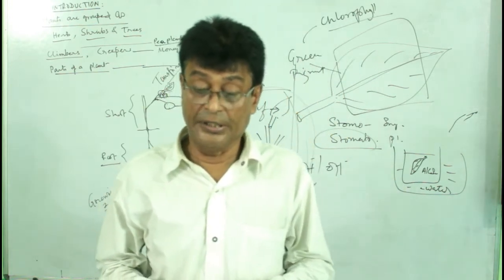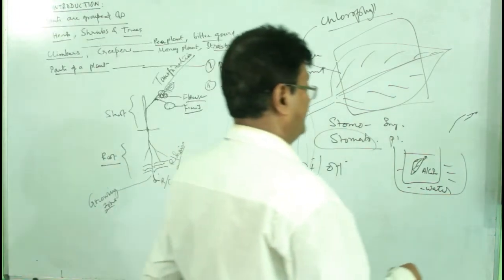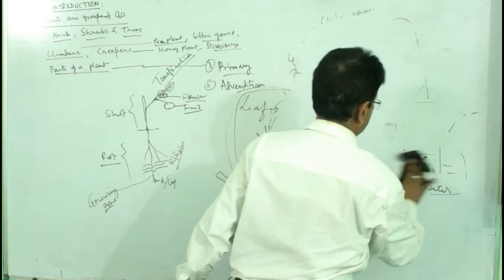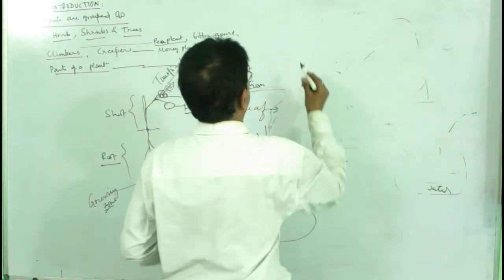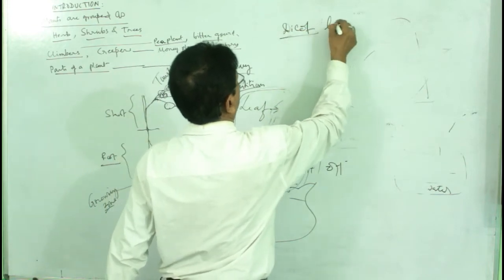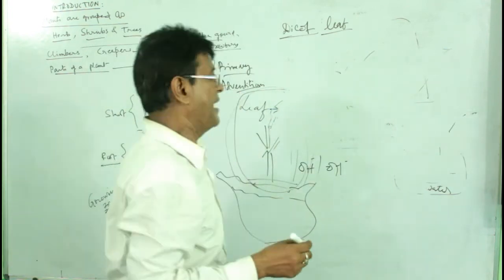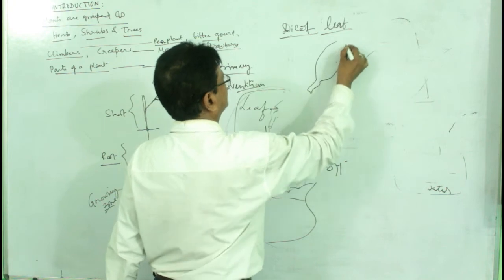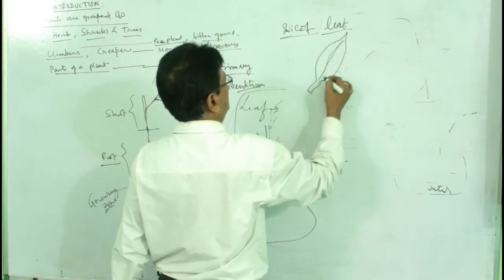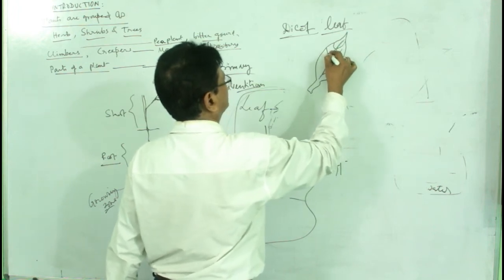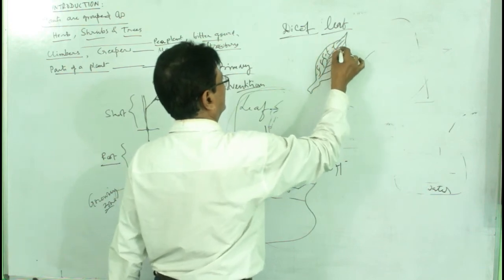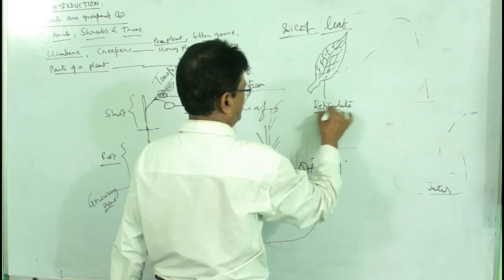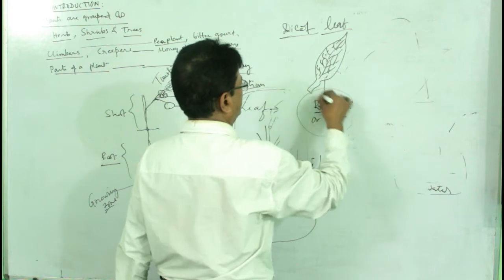Now we have the venation. The leaves of plants have different kinds of venation. Venation means the arrangement of the veins in the leaves. Then you see the dicot leaf. Dicot means the seed leaf is double. In mango and all those dicot leaves, you see the venation is like this. This is called reticulate venation, or net venation. This is found only in dicot leaves.